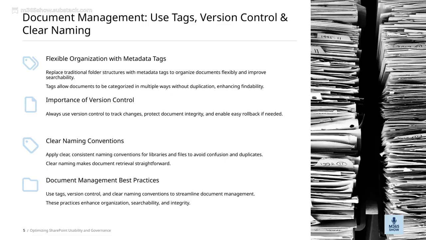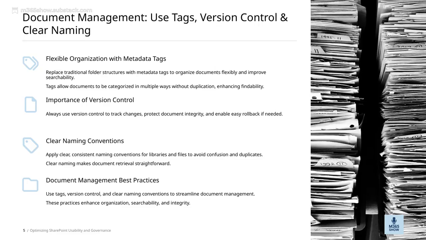Now, let's talk about optimizing SharePoint for better usability and governance. One of the key strategies is using tags, version control, and clear naming conventions. These practices really help streamline how we manage documents. For instance, applying consistent naming conventions for libraries and files makes it much easier to find what you're looking for and reduces confusion or duplicates.